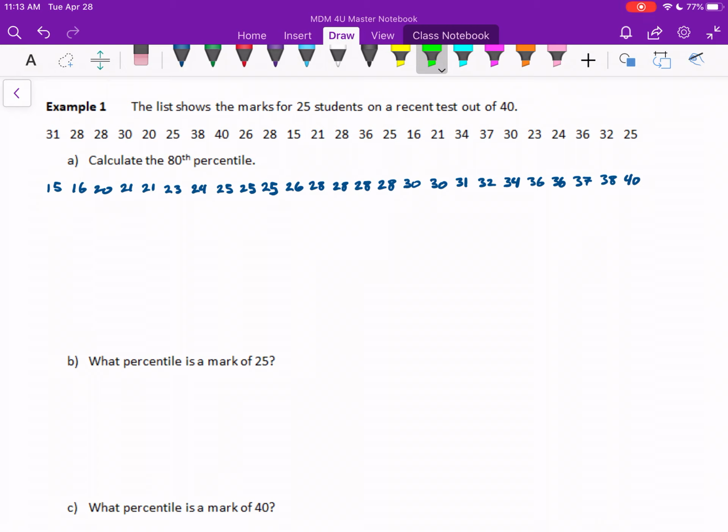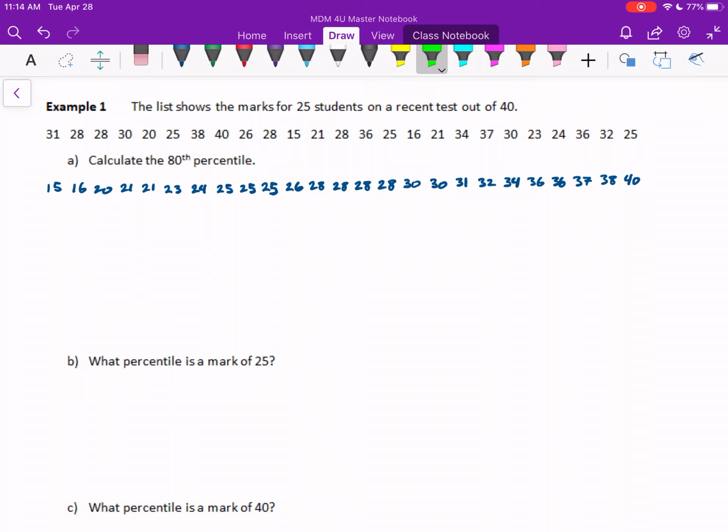The first question asks us to look at the 80th percentile. Percentiles are like medians, as I already mentioned. They only make sense if we put things in order. So that was the first thing that I had to do, and in order to save time, I did that before I started the recording. So I took all these numbers and I wrote them out from lowest, 15, to highest, 40. Then it makes it easy to actually do it.